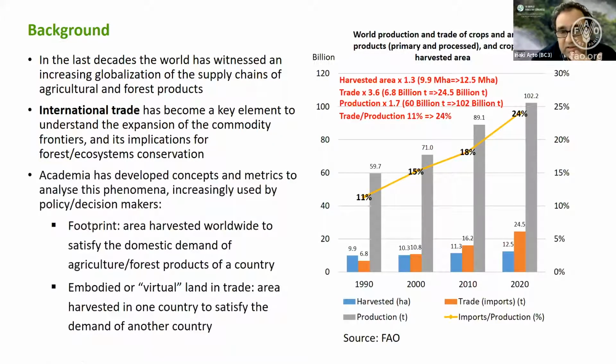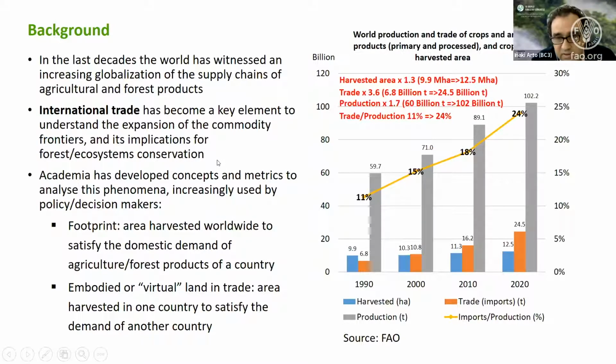In order to better understand these processes, in academia in the last years, they have been developing different concepts and metrics to analyze this phenomenon. And there is an increasing use of these indicators by policymakers and decision makers. In particular, two different indicators have been developed.